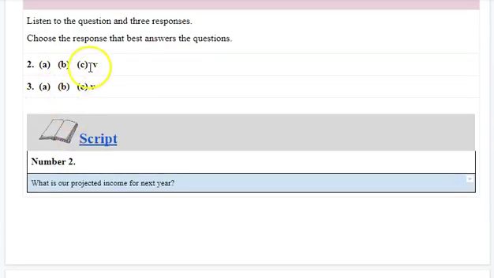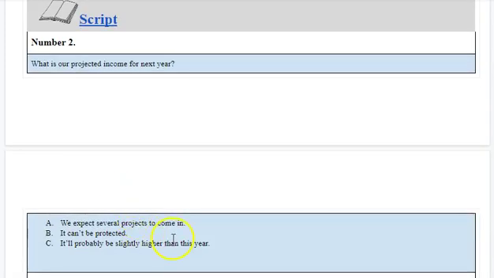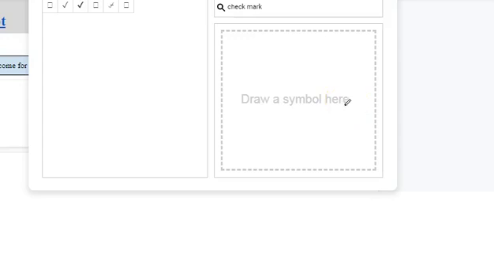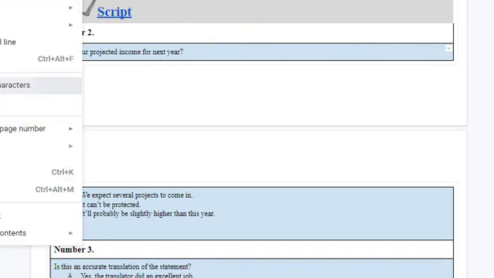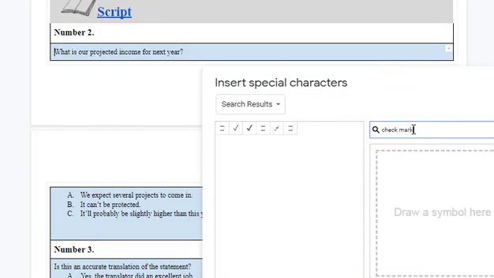Okay, in fact, the correct answer is letter C. The question is, what is our projected income for next year? So it'll probably be slightly higher than this year. Okay? Understand the question. So meaning, what is our projected income for next year? So the correct answer is letter C.